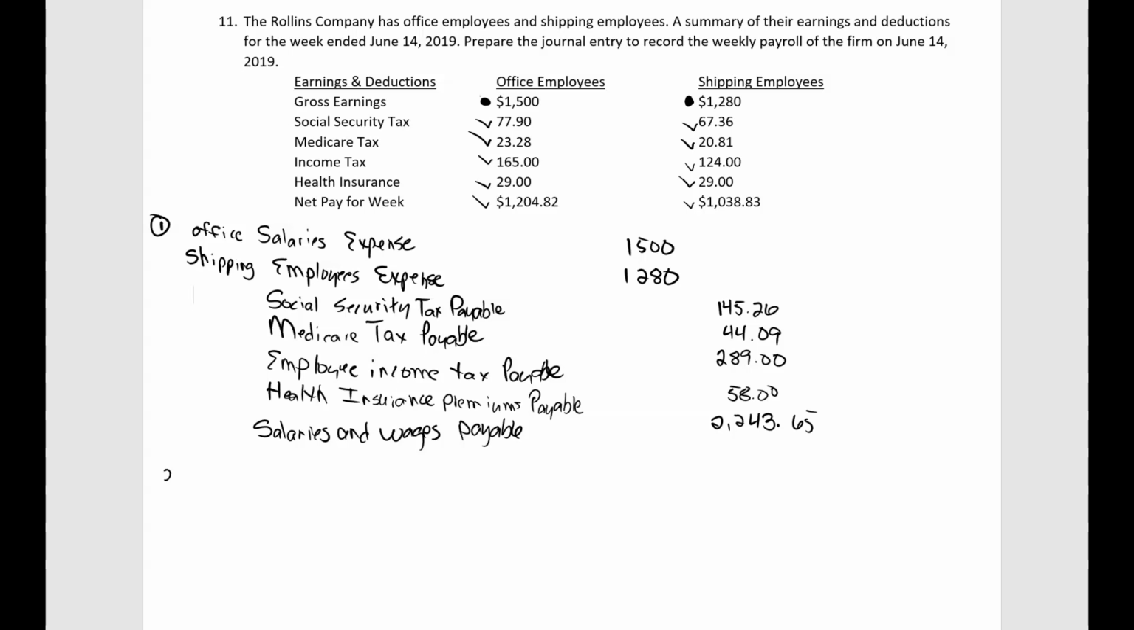Okay, the second journal entry is to pay them. So we will take this salaries and wages payable and debit it because we don't owe it anymore, because we're paying it now. And credit cash because we're going to write all the checks.